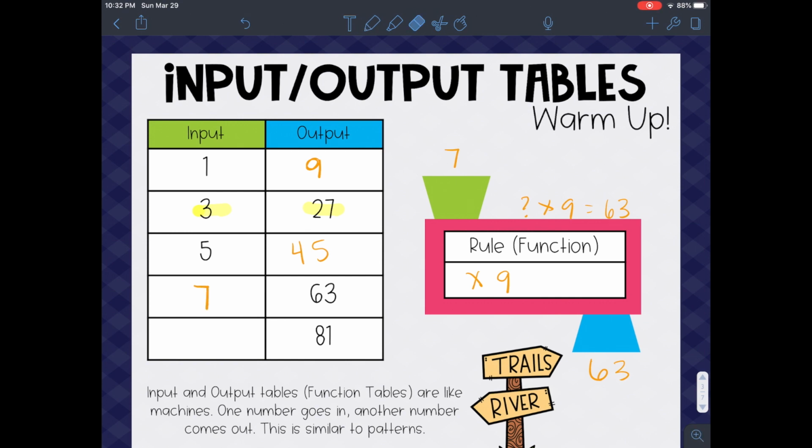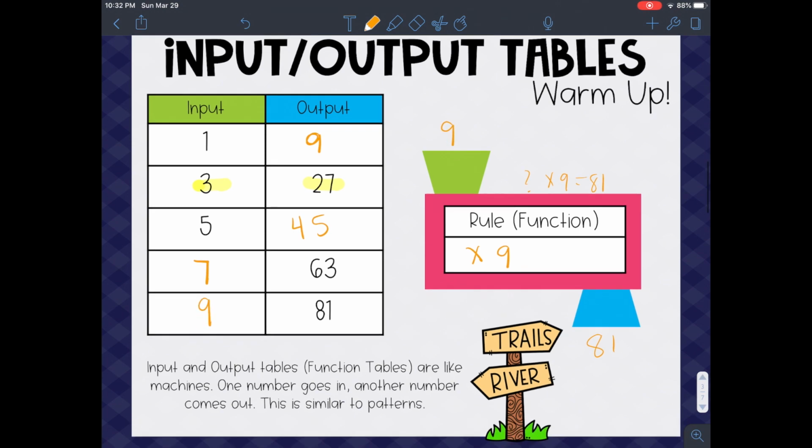We have the same thing where we're given 81 as the output. So again, I would write it as question mark times 9 equals 81. I can use the inverse operation of 81 divided by 9, which would be 9, because I know 9 times 9 is 81.